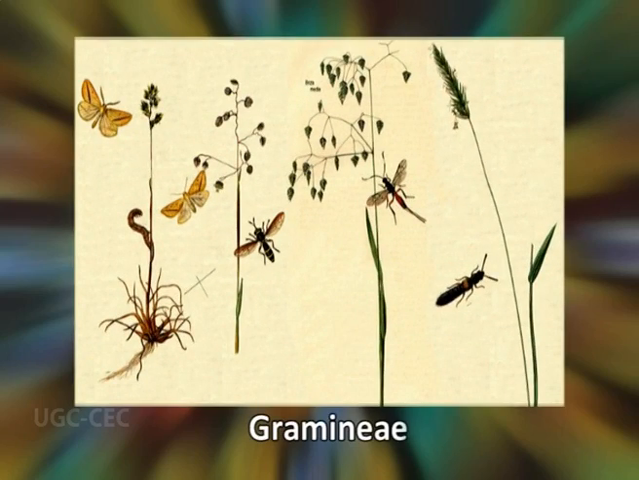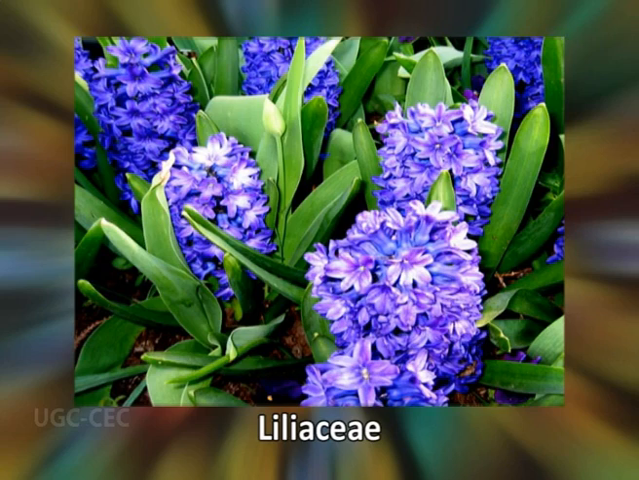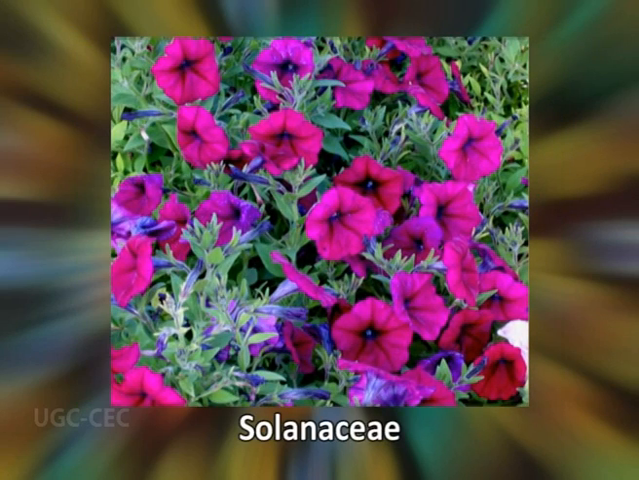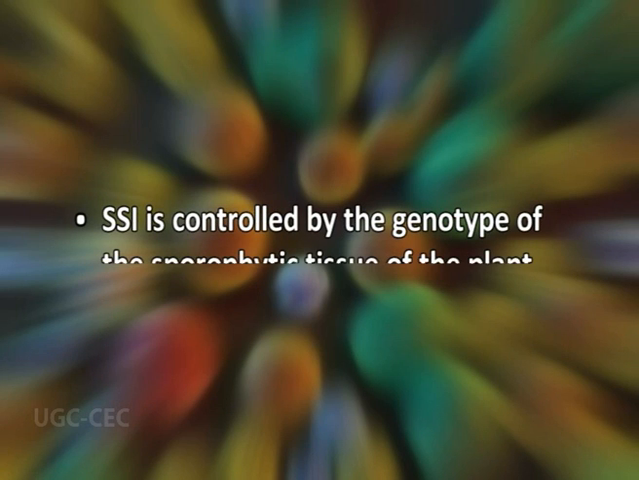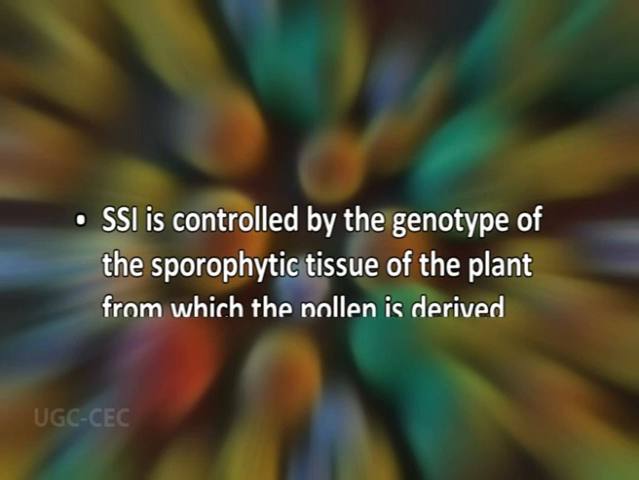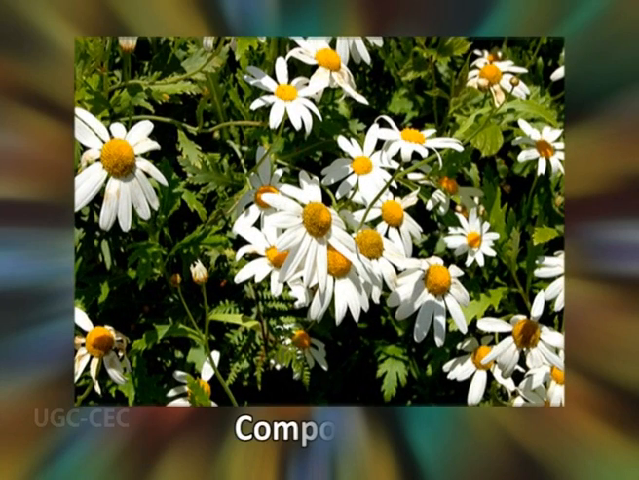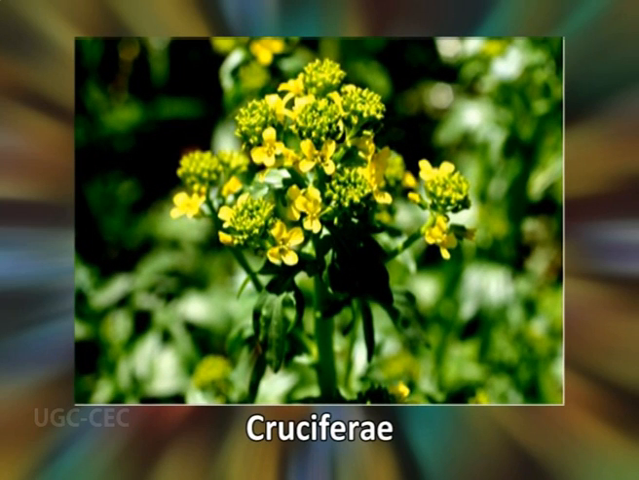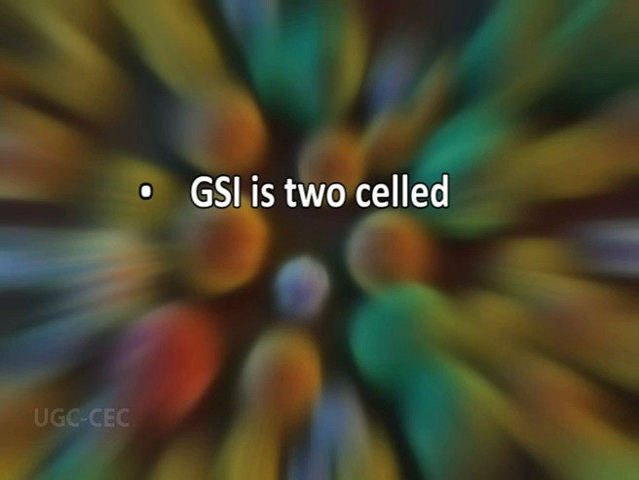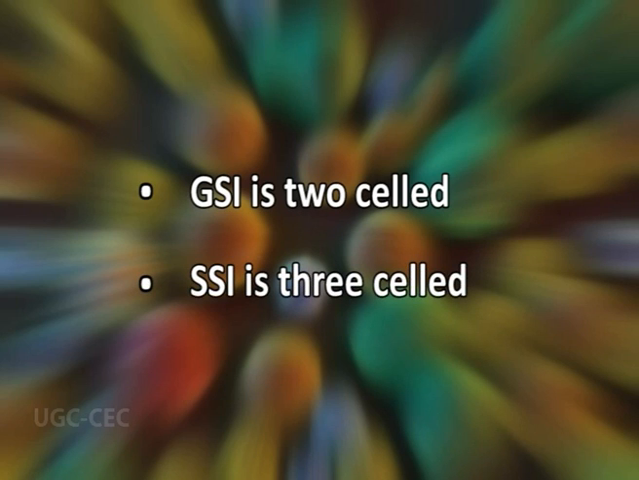For example, Gramineae, Liliaceae, Solanaceae, etc. Whereas SSI is controlled by the genotype of the sporophytic tissue of the plant from which the pollen is derived. For example, Compositae, Cruciferae, etc. Second point, GSI is two-celled and SSI is three-celled.